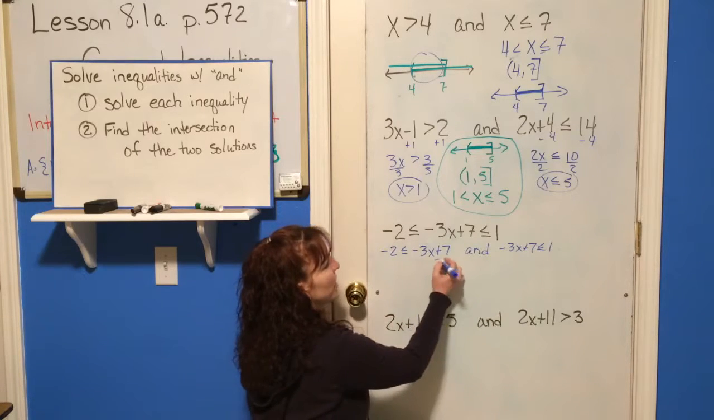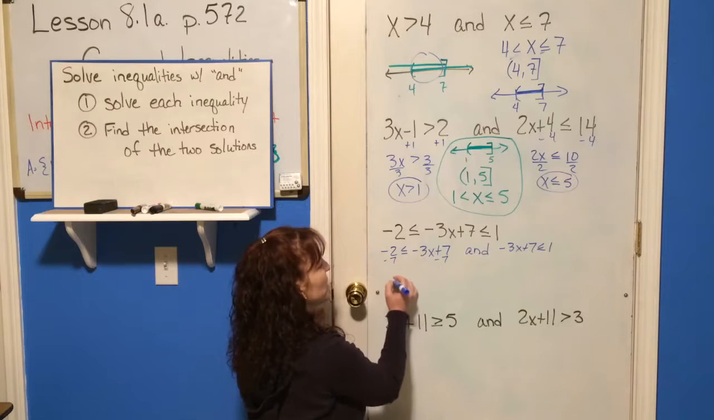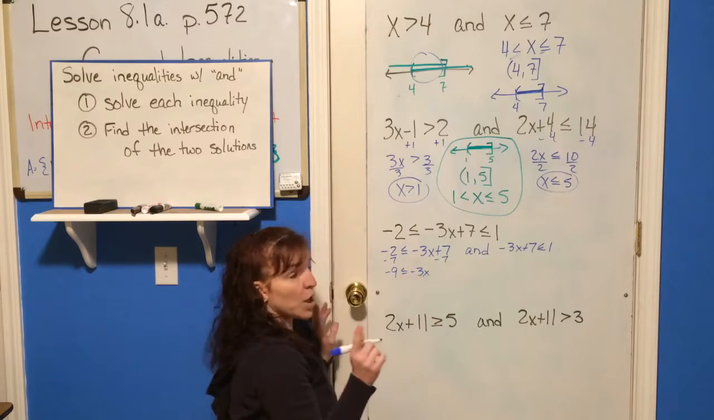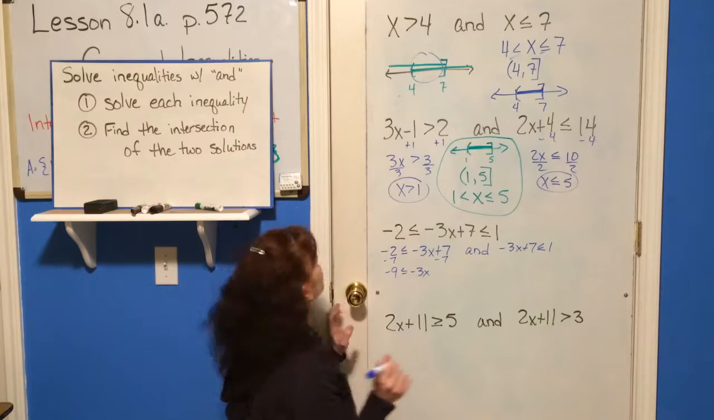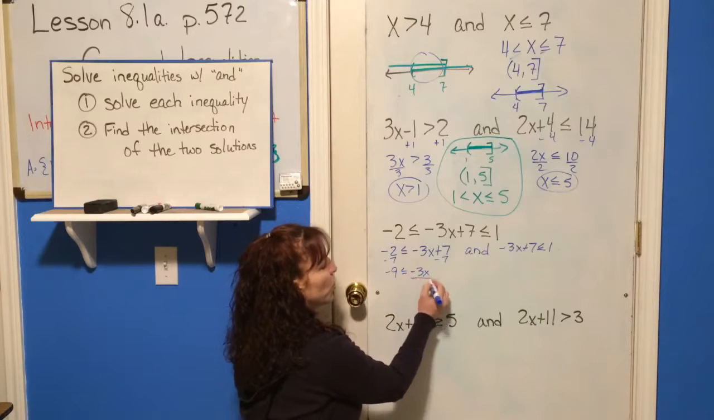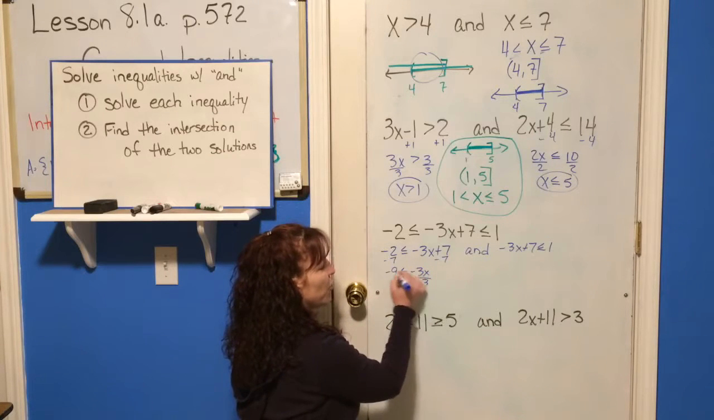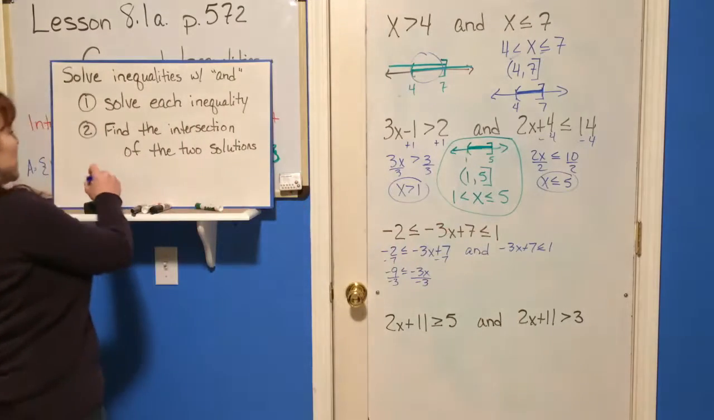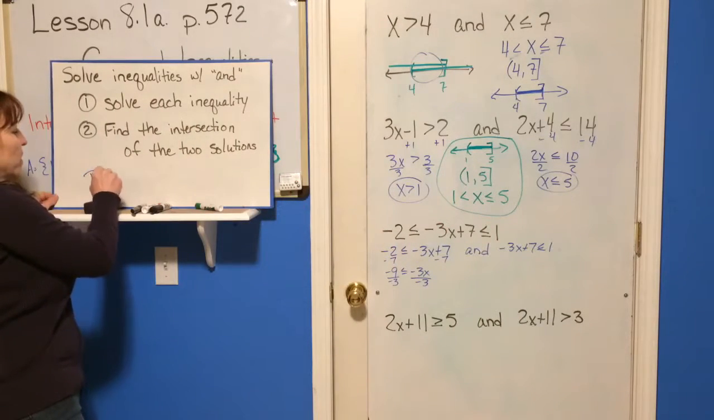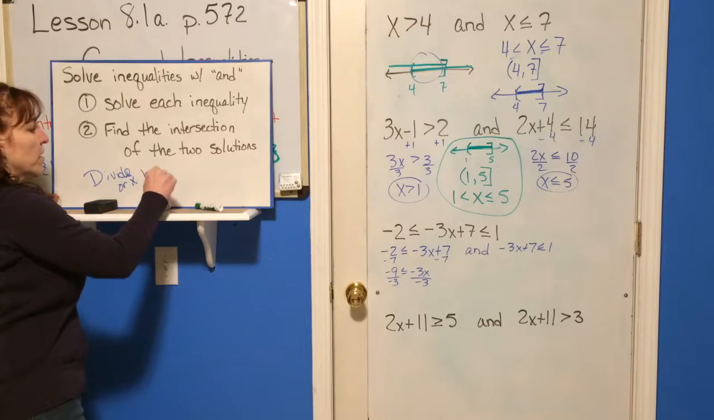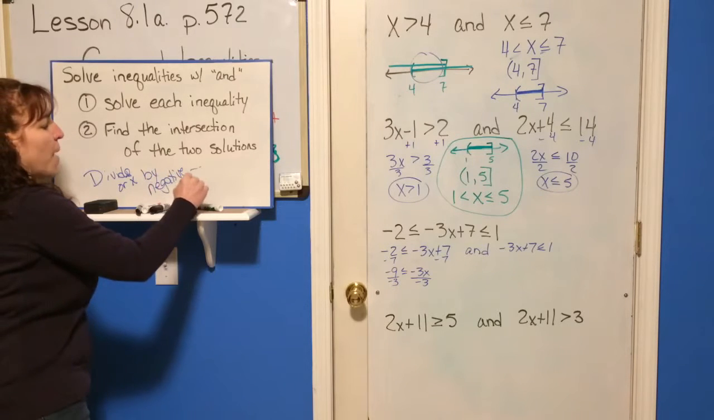Then solve each one separately. Subtract 7 from both sides. -9 is less than or equal to -3x. Okay, put a big star here, and you might want to put it in your notes. Make sure that you don't forget when you divide by a -3, when you divide by a negative, you reverse your signs. Divide or multiply. When you divide or multiply by a negative, use the opposite sign.